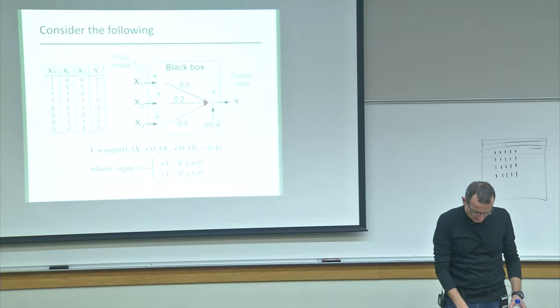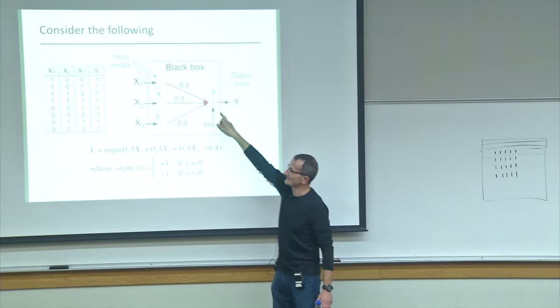How do you decide what type of thresholding function to use, whether sigmoidal or something else? Well, we haven't got there yet. This is just summation. This is just a linear function.